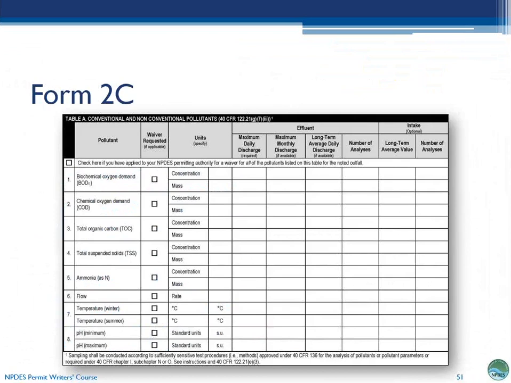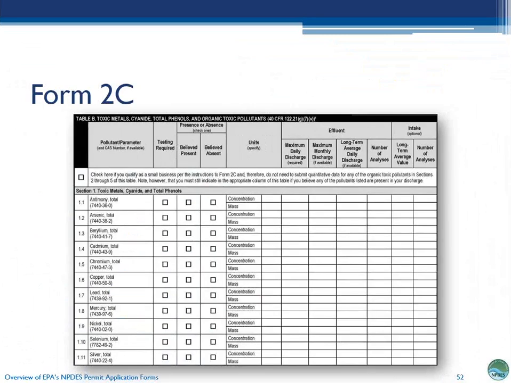Table A collects information on conventional and non-conventional pollutants. Table A must be completed by all applicants for all outfalls unless a waiver is obtained from the permitting authority. Table B collects information on toxic metals, cyanide, total phenols, and organic toxic pollutants.